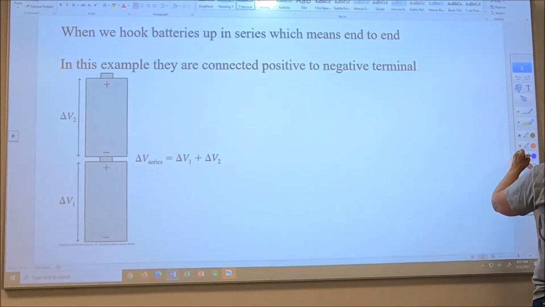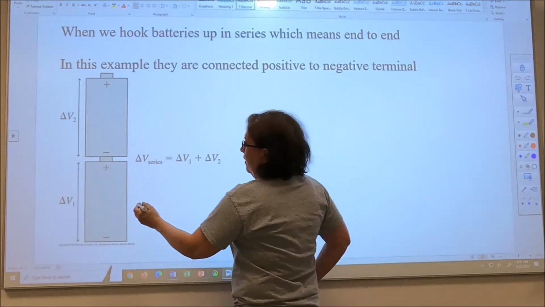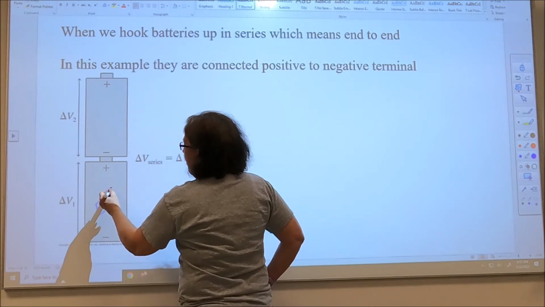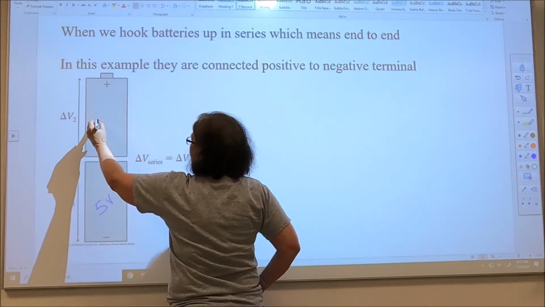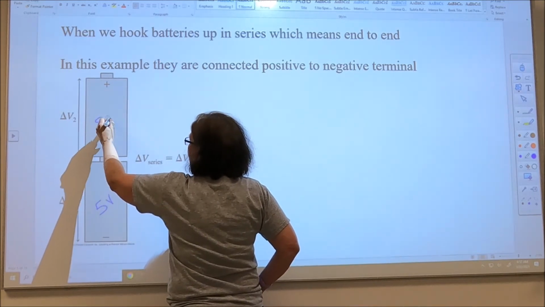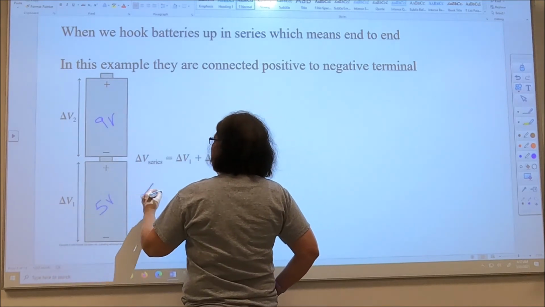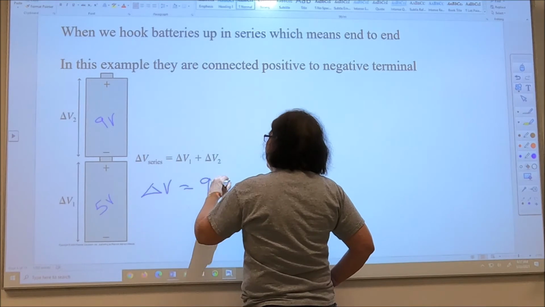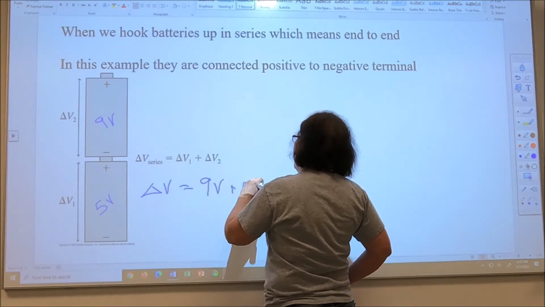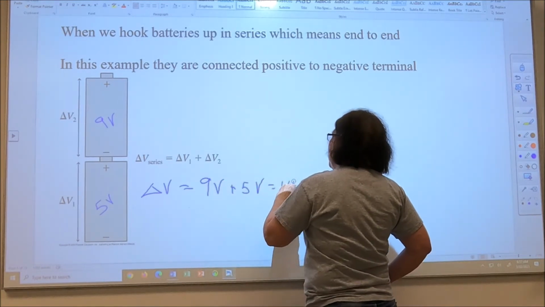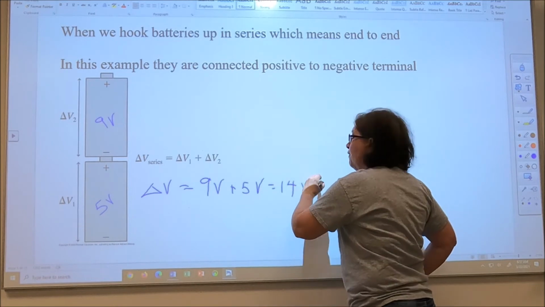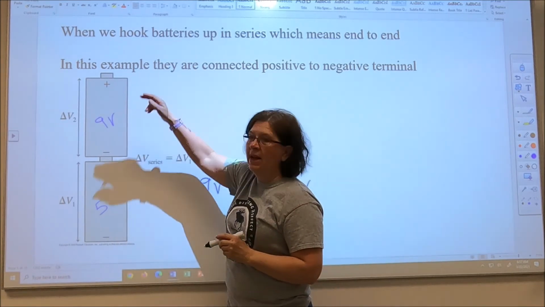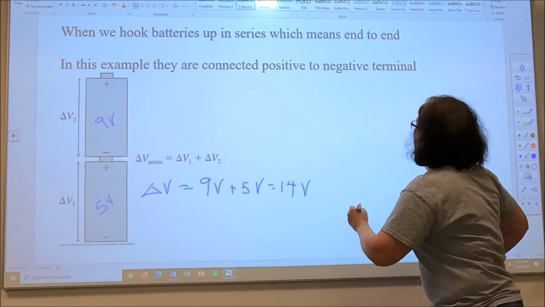So if this was a 5-volt battery and this was a 9-volt battery, then delta V here would be 9 volts plus 5 volts, and it would be a 14-volt electrical potential from one side to the other.